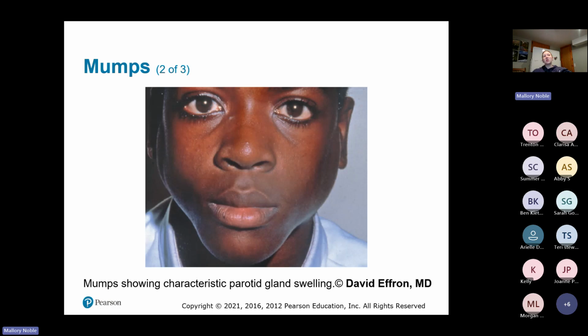Prevention, there is a vaccine for this. And we're going to quarantine patients for about 5 days after that swelling appears. If we have a patient that has this, again, there's not a whole lot we can do. Do our best to keep them comfortable and transport to the hospital.